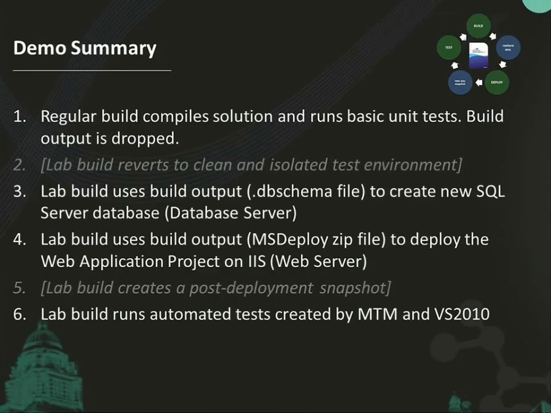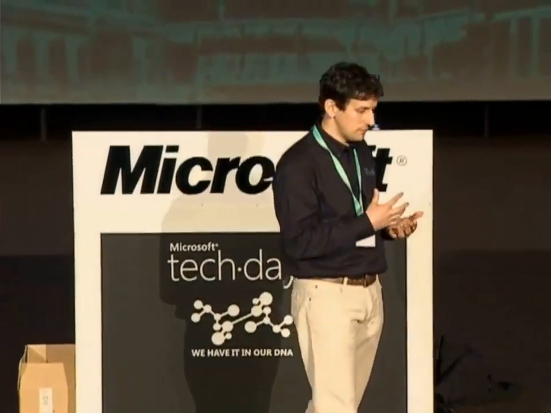Normally in a normal run of a lab management workflow, we should have a regular build that only compiles your solution and maybe also some basic unit tests. Then you can revert to a clean snapshot for deployment. After you get build output from the regular build, like for example the DB schema file, you can create a new SQL Server database. And the other step is also to have a MS Deploy zip file that can be used to deploy the web application project to your Internet Information Server. So these are the deployment actions that you can list in the wizard.